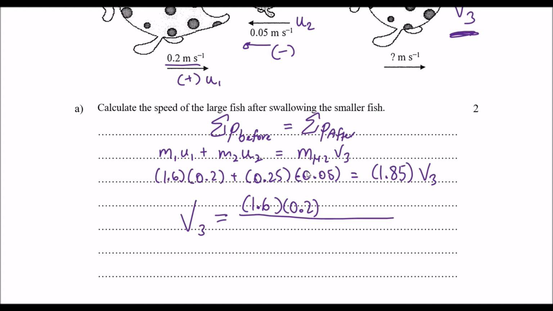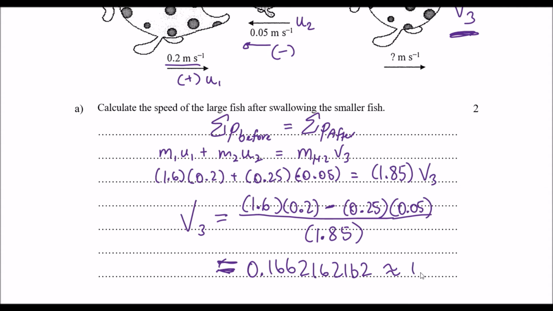And don't forget the value of u2 is a negative value because it's going in the opposite direction, which means it's a subtraction overall. And so you get this value here. So let's plug it into our calculator, see what value we get, and then we'll round off to about 3 sig figs. So the overall value is now 1.66 if we round off to about 3 sig figures, meters per second going in that direction.